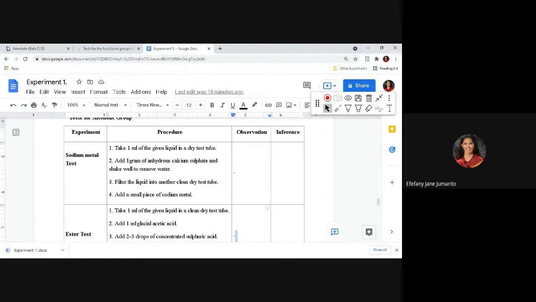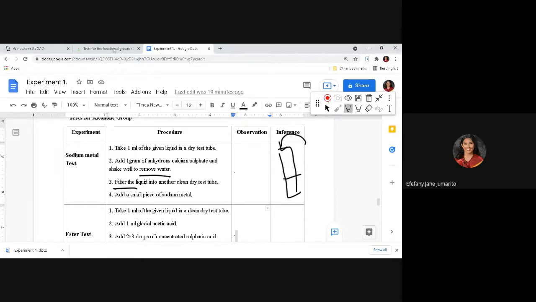So after we take 1 ml of our liquid, we put it in the test tube. Then we add 1 gram of anhydrous calcium sulfate. Anhydrous means no water. So we have calcium sulfate, and then you put it in the test tube. Then you shake well. After shaking, number 3, filter the liquid into another clean, dry test tube.